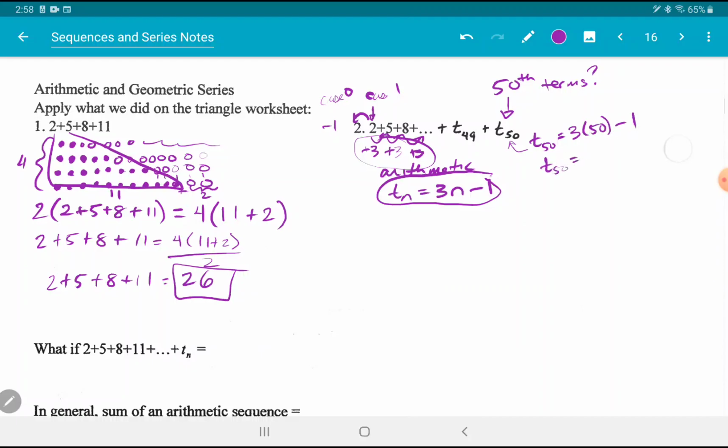Let's see, what is t sub 50? 3 times 50 is 150. 150 minus 1 is going to give us 149. So t sub 50 is 149. What is that showing us?